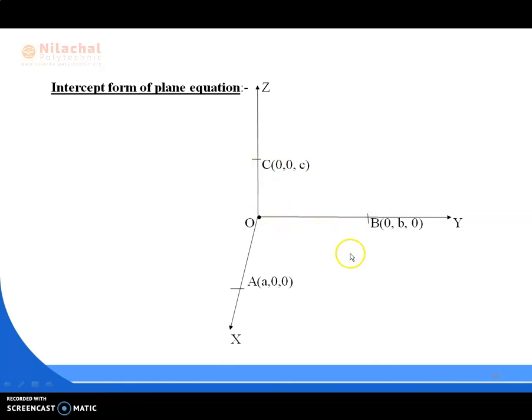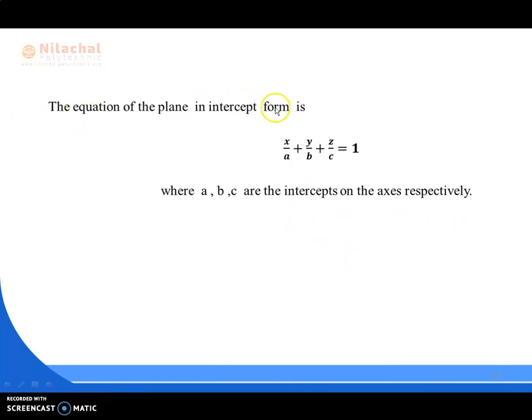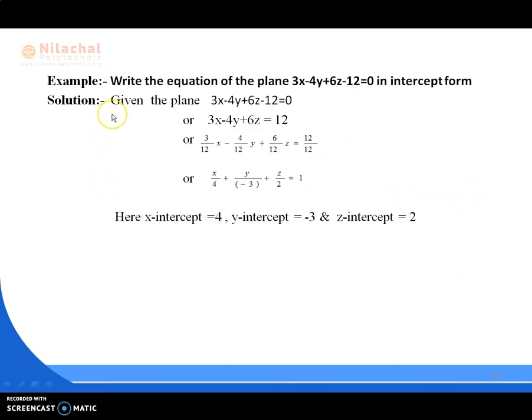So let's see the equation of the plane in intercept form. We know that x/a is the x-intercept, y/b is the y-intercept, plus z/c, where c means the z-intercept, equals 1. So a, b, c are the intercepts on the axes respectively. Let's see how to write the equation of the plane in intercept form.